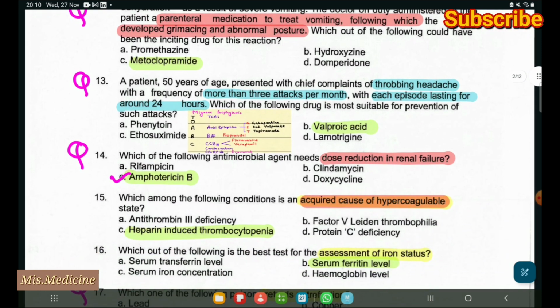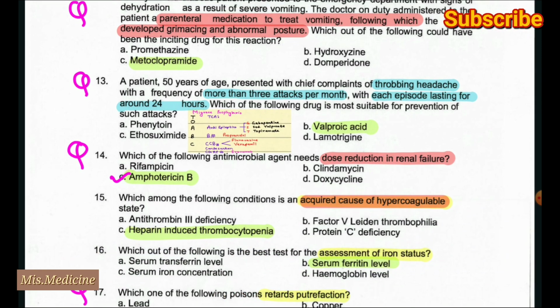Next question, a patient 50 years of age presented with the chief complaints of throbbing headache with a frequency of more than 3 attacks per month, with each episode lasting for around 24 hours. Which one of the following drugs is most suitable for the prevention of such attacks? Valproic acid. This is migraine prophylaxis, which you can remember like TABC, where T means TCA, A means anti-epileptics, B means beta blockers, and C are the calcium channel blockers.